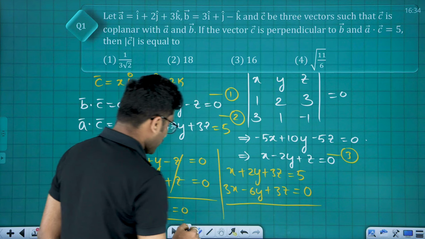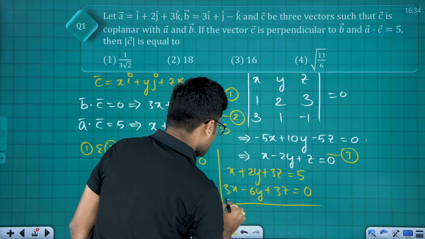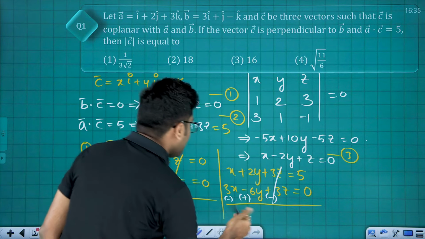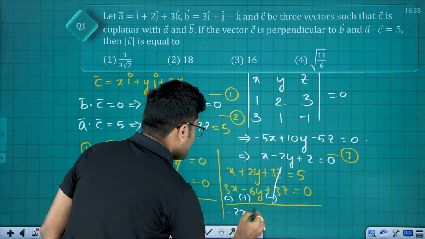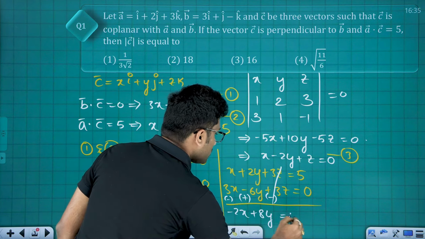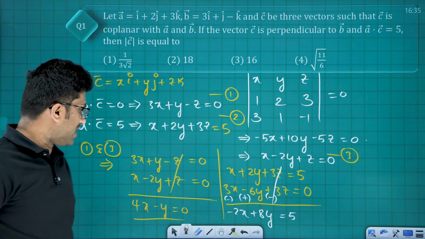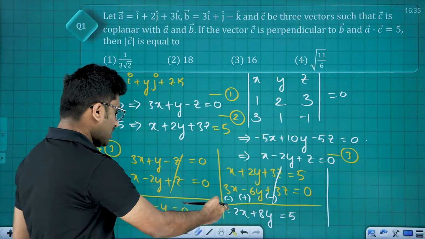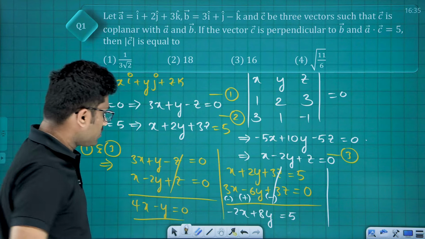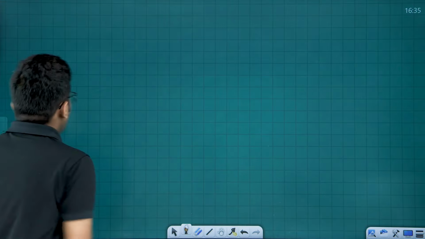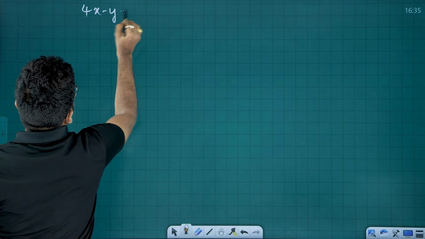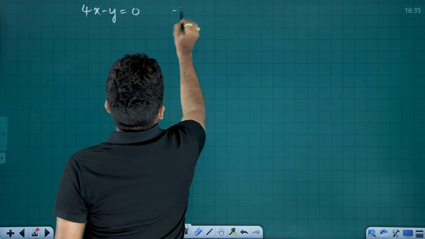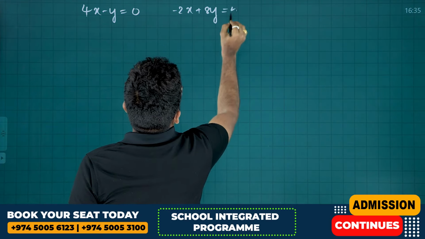Now if we subtract these two, 3z minus 3z gets cancelled, x minus 3x is minus 2x, 2y plus 6y is plus 8y, is equal to 5. So we have got minus 2x plus 8y is equal to 5 and the other is 4x minus y is equal to 0. So we have 2 equations now, 4x minus y is equal to 0 and minus 2x plus 8y is equal to 5.